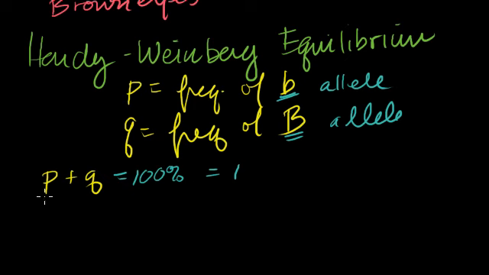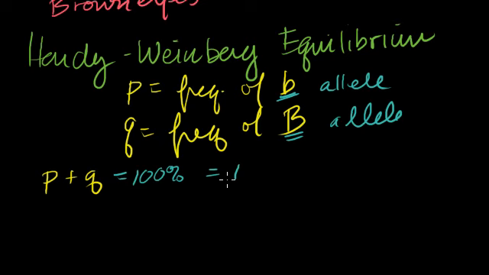For example, if 30% of the alleles are blue, then 70% are going to have to be brown, because I already told you at the beginning of this video that we're in a world where you either have a blue allele or a brown allele. Now, what if we don't care about alleles? We actually care about the frequency of the genotypes.